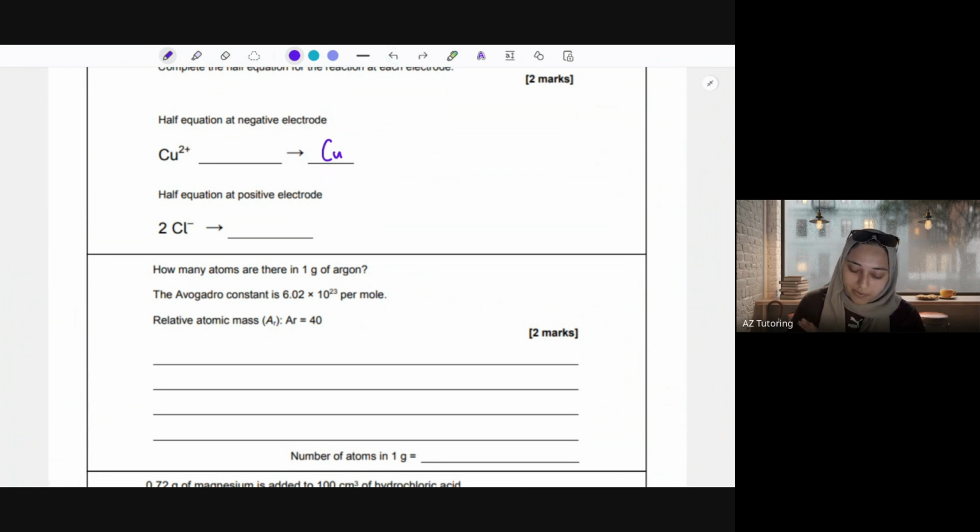Our coppers are balanced, by the way. We've got 1 copper here and we've got 1 copper there, so that's fine. It's just the charges are not balanced. We've got 2+ here, but we've got 0 here. So we need the left-hand side to become 0, and the only way we can make that 0 is if we add 2 electrons, because 2 plus minus 2 equals 0. So the left-hand side is 0, the right-hand side is 0.